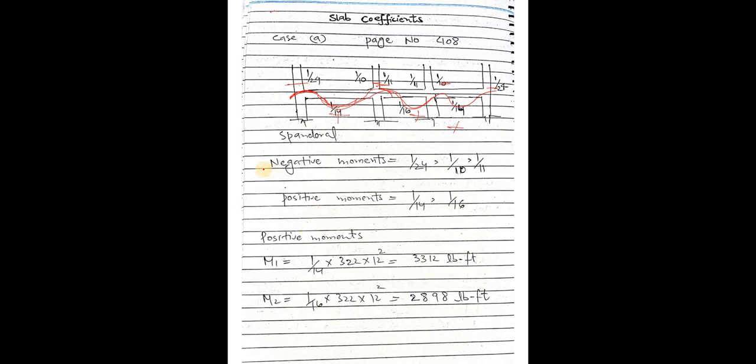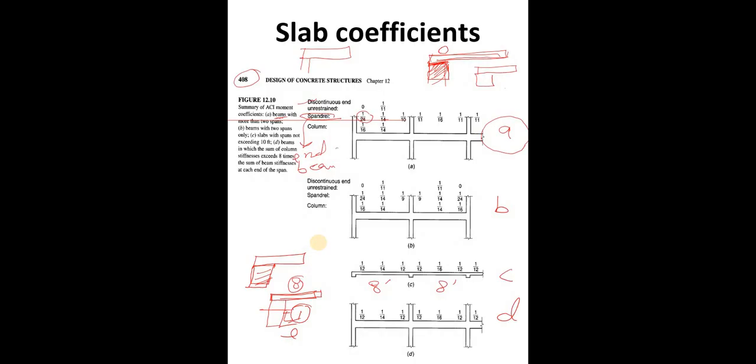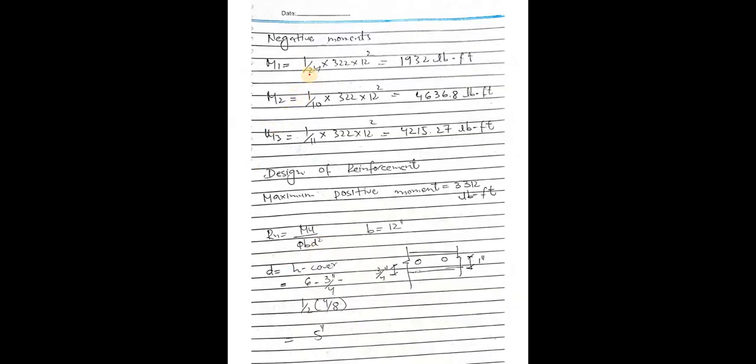So your negative moments are 1/24, 10, 11, and positive moments are 14/16. So the formula for the calculation of moment is equal to W L square multiplied by coefficient. 14, 16 are the coefficients for positive moment, and for negative moments your coefficients are 24, 10 and 11.